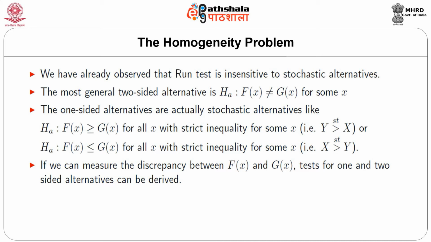The one-sided alternatives are actually stochastic alternatives like F(x) ≥ G(x) for all x with strict inequality for some x, that is, Y is stochastically larger than X, or F(x) ≤ G(x) for all x with strict inequality for some x, that is, X is stochastically larger than Y. If we can measure the discrepancy between F(x) and G(x), tests for one and two sided alternatives can be derived.